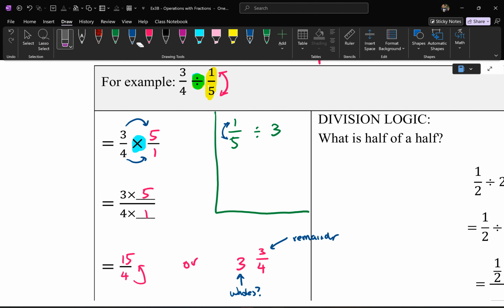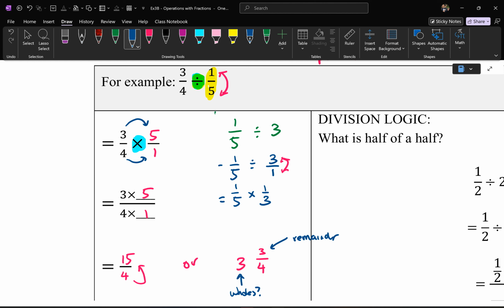You don't flip the first one. You never flip the first one. It's always after the division sign. So this should be 1/5 divided by, change 3 to a fraction, and then you flip it. This is the one you flip, not the first one. This will give you the answer of 1 over 5 times 1 over 3, which we know is 1 on 15. So be careful when you're doing the division.